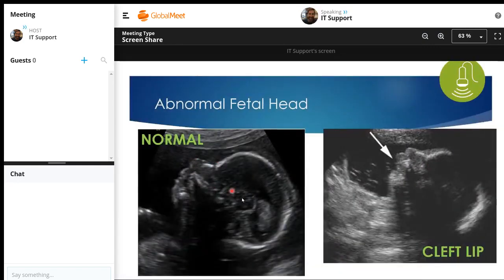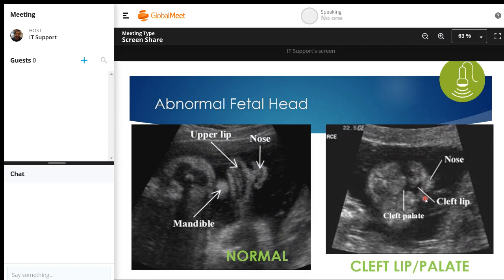So, normal profile versus cleft lip. The profile is going to be abnormal, even though the cleft is usually anterior to the face. The top lip is going to look odd in that profile view. It looks like it's protruding out in this image. And then we have our normal coronal view of nose, lips, and chin. And then we have our cleft lip right here, extending into the palate, with a defect over here.